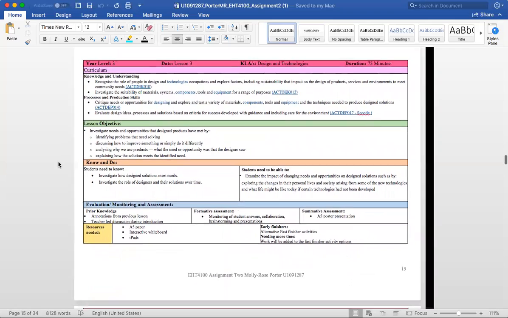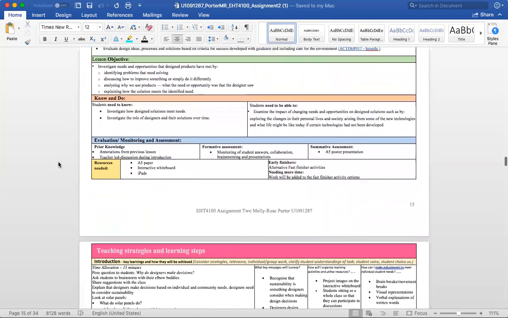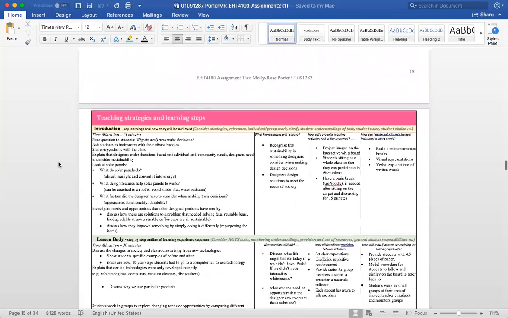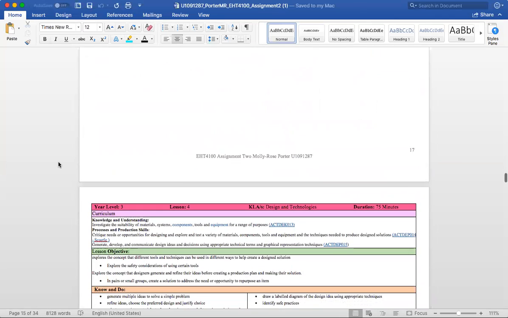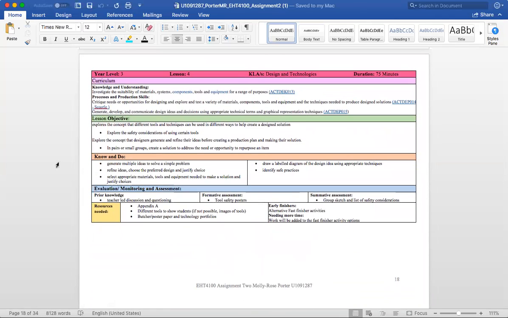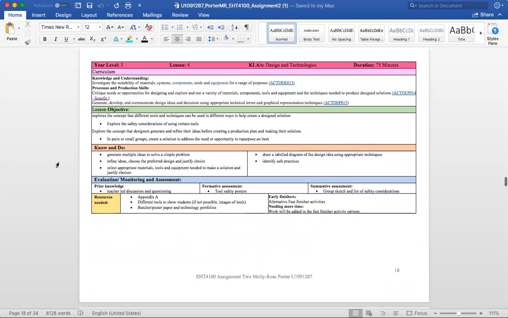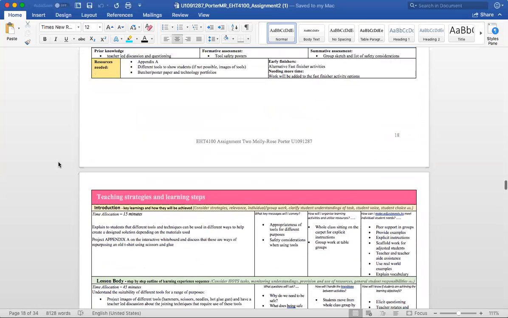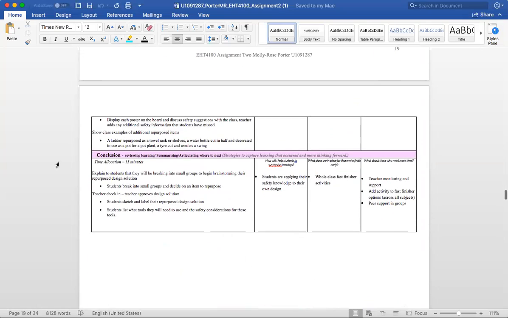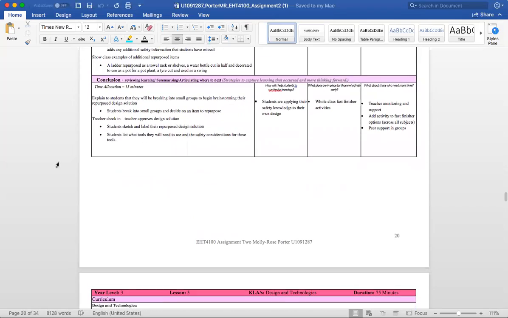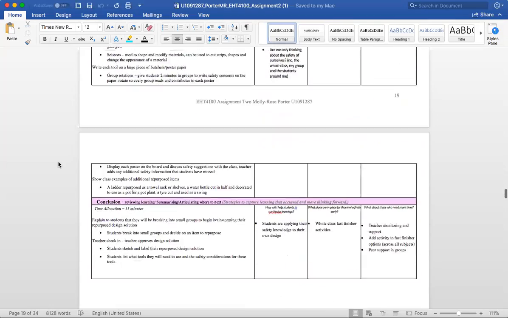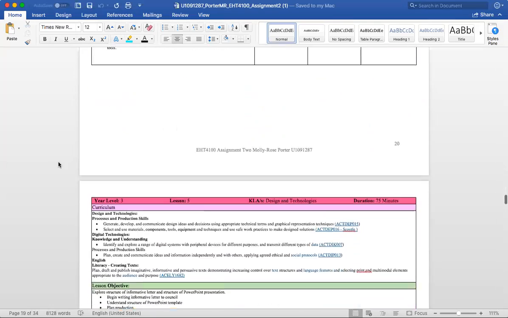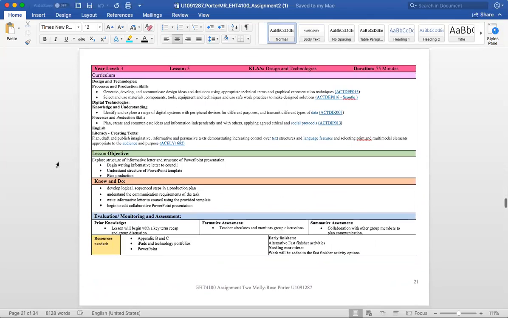Then they go on to look at how sustainability affects the designs of products. They evaluate the safety of tools that they need to use. They also develop a multimodal presentation and write a letter to council. So our assignment also links to the English curriculum. Students present their ideas to the class.